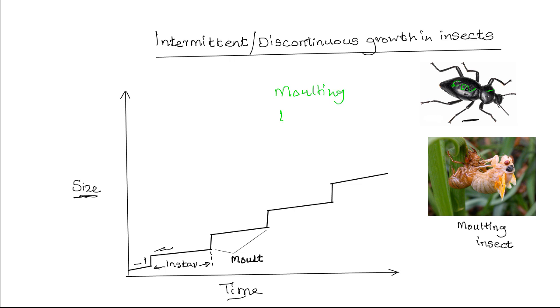or ecdysis. Just before the old exoskeleton is cast off, a new soft one is formed underneath the old one. Now, before the new exoskeleton hardens, the insect swallows air or water to inflate its body to a new size after every molt.